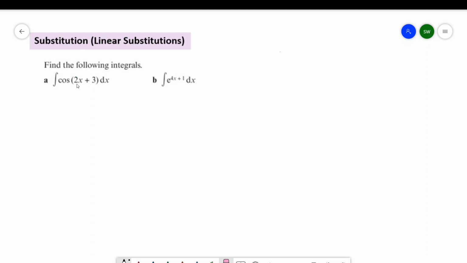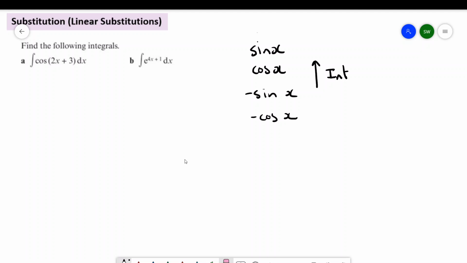So if we just had cos of x, we would know that that would integrate to sine of x. And that's because we can remember this diagram, and to integrate, we move up this diagram. So before we look at the method which we're going to use, just a bit of a word of warning. You might think that the integral of cos of 2x plus 3, because the integral of cos x is sine, is just sine of 2x plus 3.